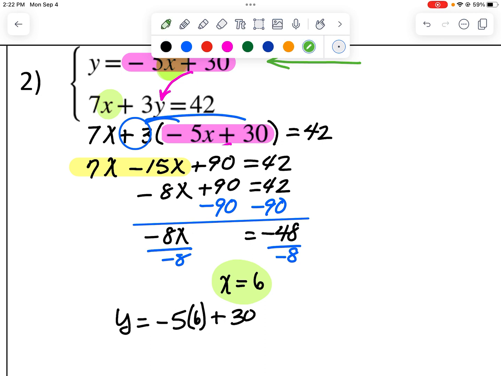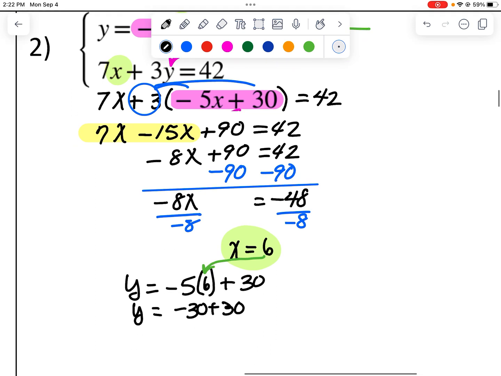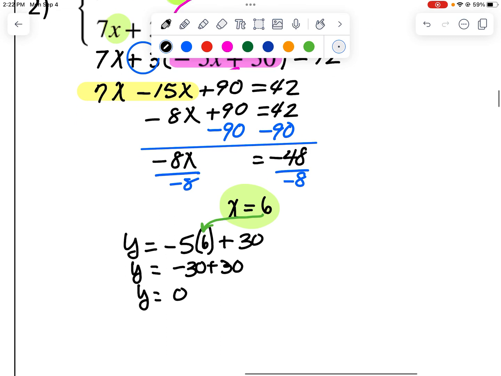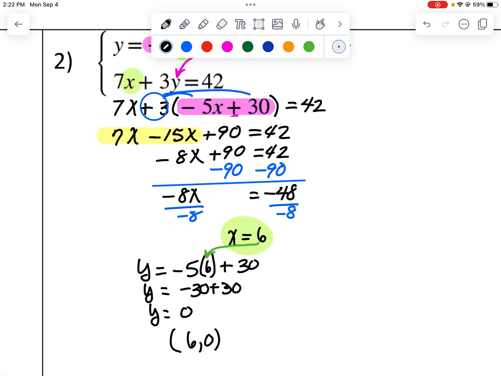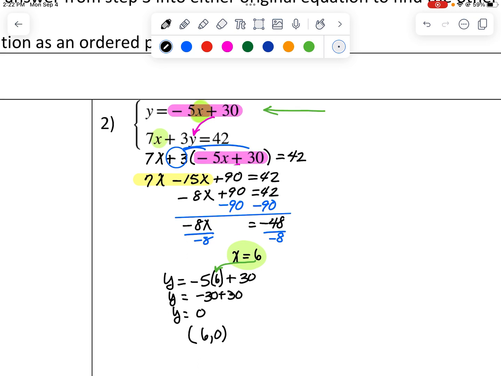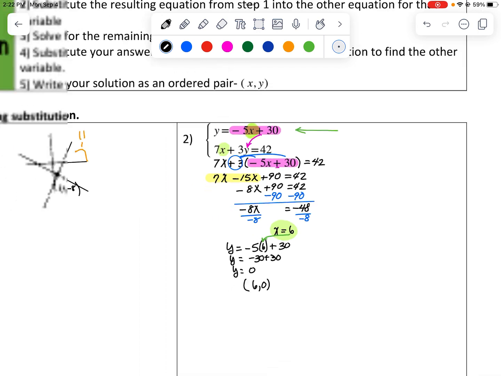So all I did there, friends, was take this value of 6 and put it right there where x used to be. So now the problem says y equals negative 30 plus 30. So now y is equal to 0. And again, it's an ordered pair. The ordered pair is x is 6 and y is 0. If we were to graph it, we would have ended up with 6, 0 for my graph. So substitution is a shortcut for graphing.